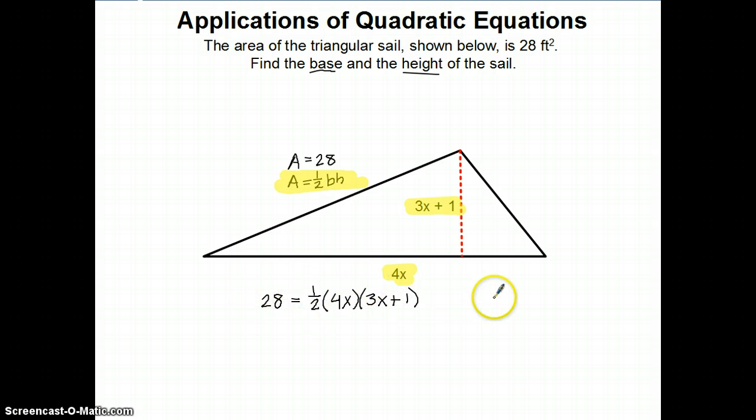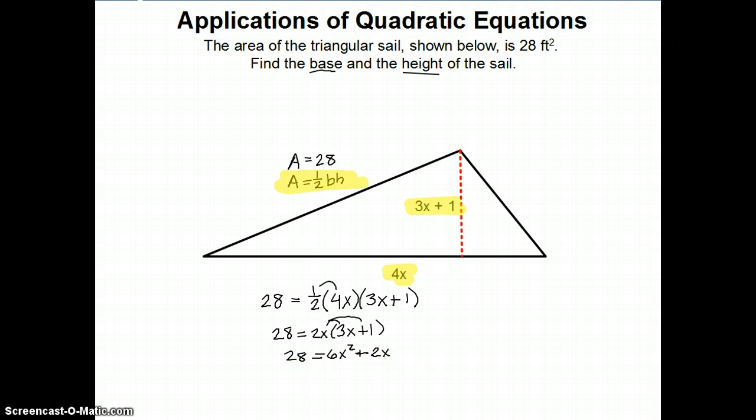Everything in this equation is in terms of x, so I'm simply going to solve to find the x. Once I find x, I'll plug it back in to find the base and the height. Simplifying, 1/2 of 4 is 2x, so I have 28 equals 2x times 3x plus 1. And now I'll go ahead and distribute that 2x. So 28 equals 6x squared plus 2x.